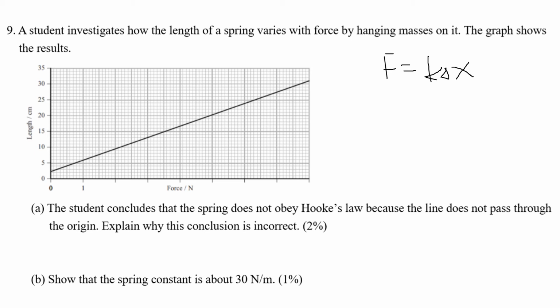However, let's see this diagram. The y-axis is not delta x here. The y-axis is just the length. So even if the line doesn't pass through the origin, it still obeys Hooke's law, because even if you don't apply any force, there will be a length for the spring, right?